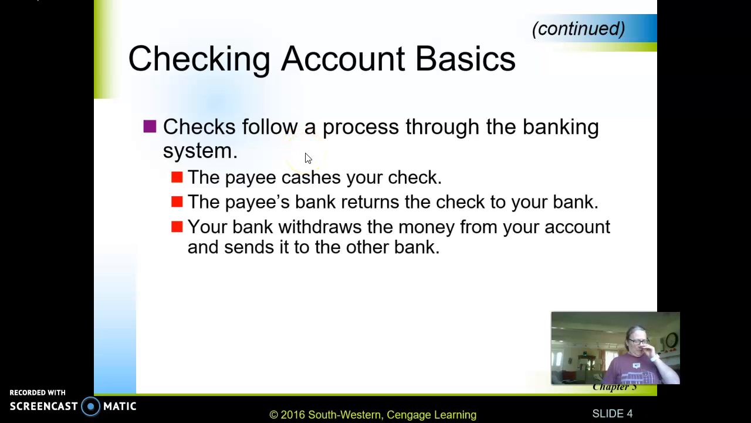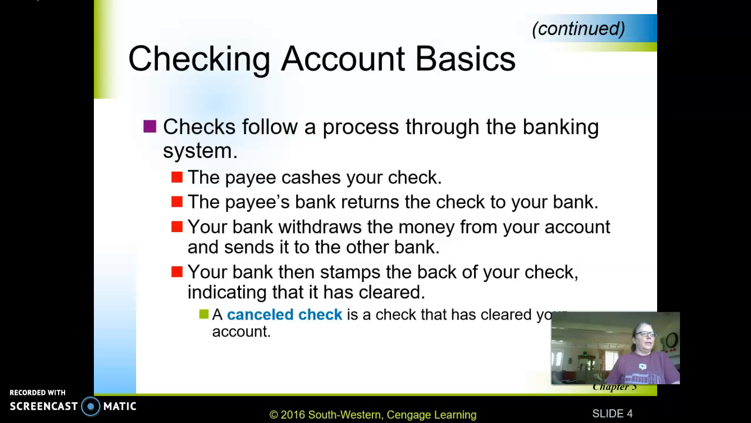So then the process for how this works you need to understand. The payee cashes your check, and they may do that by doing their phone app, or they may show up at the bank and fill out a deposit slip and cash it. Their bank, the payee's bank, then returns that check to your bank. Your bank takes the money out of your checking account and sends it to the payee's bank. And then your bank will stamp the back of the check indicating that it's cleared, and that's a canceled check.